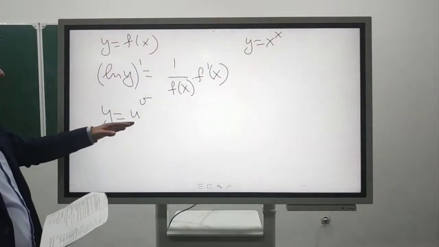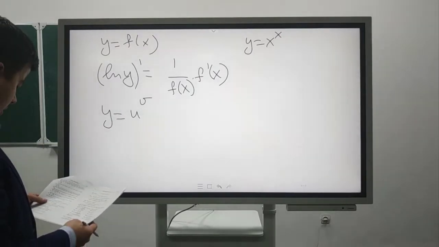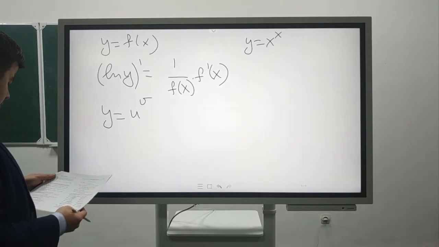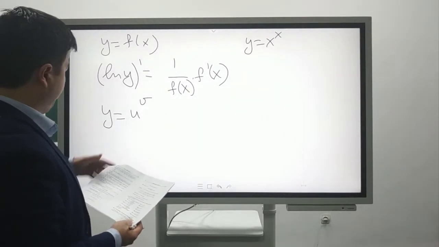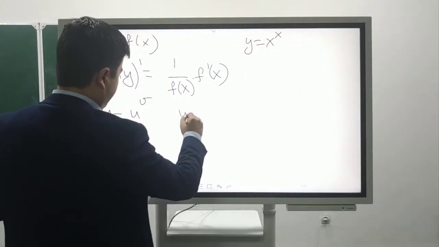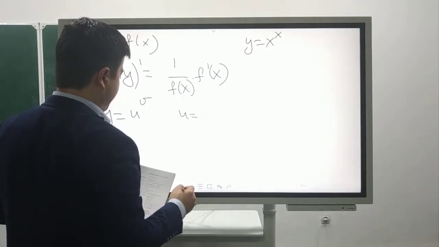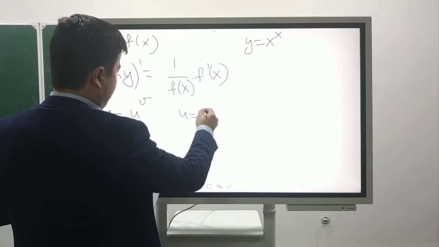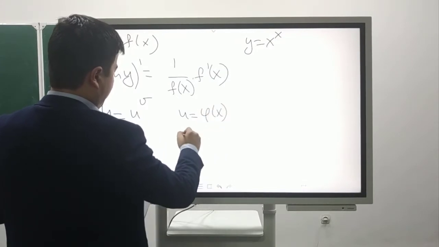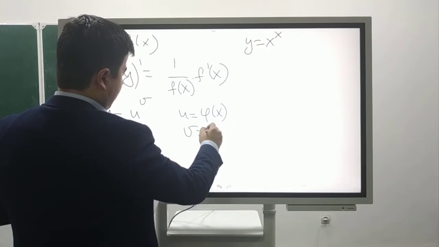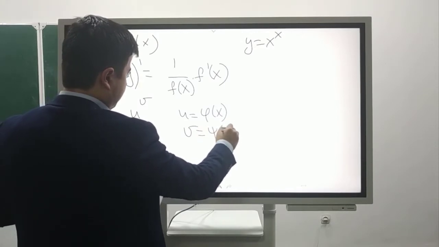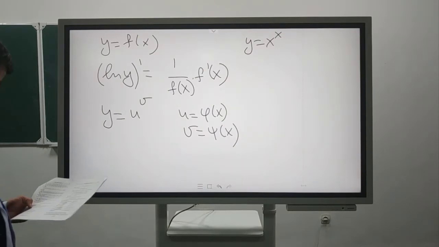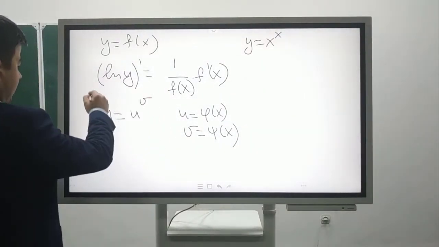Okay, first let's consider this one, u to the power of v. Here the first function u depends on x, for example phi of x. And v is any other function, psi of x. So we have two functions, u and v. And now we need to find the derivative of this one.